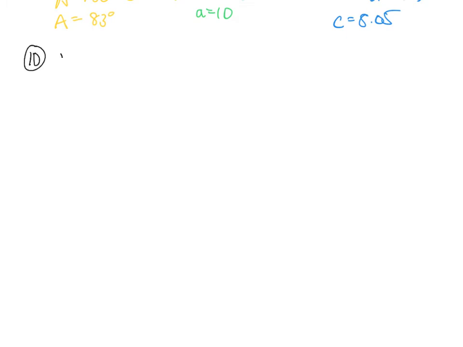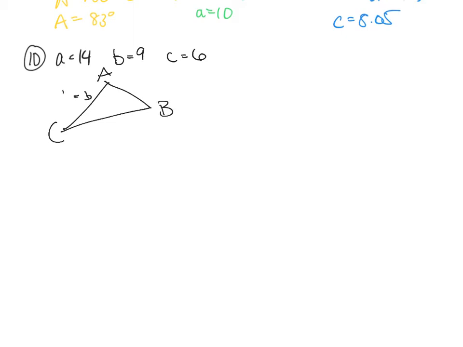Problem number 10 tells us that side length A is 14, side length B is 9, and side length C is 6. That's a triangle, all right. Your drawing skills do not have to be perfect. So let's see, B is 9, A is 14, C is 6. This is me trying to draw at least, I don't know, semi-accurately.